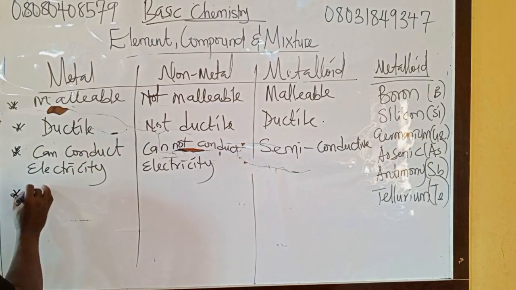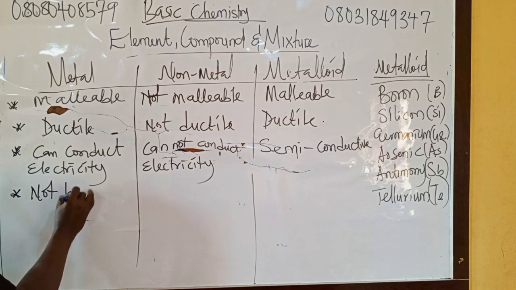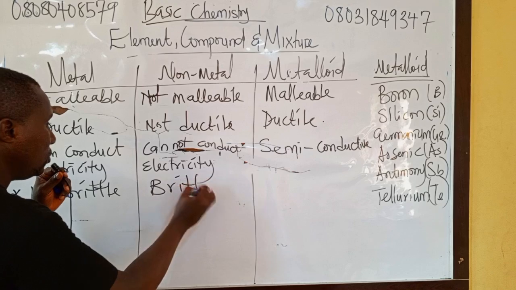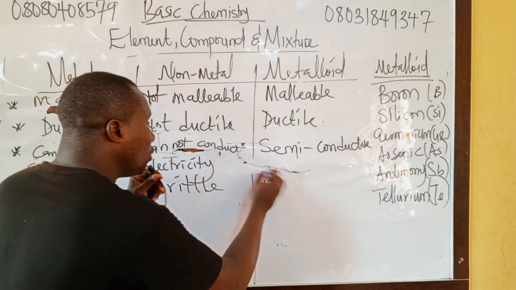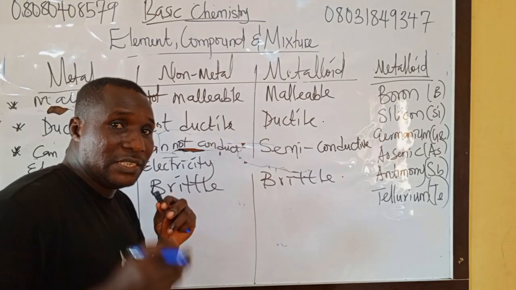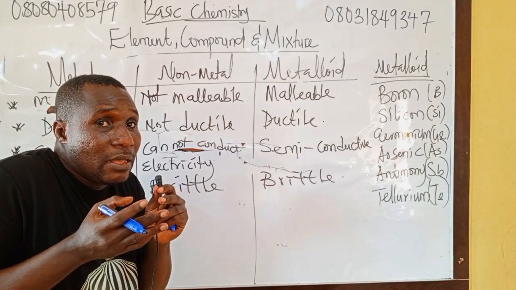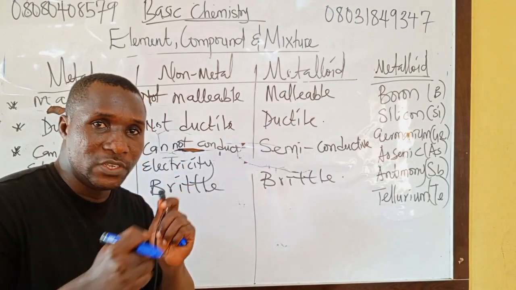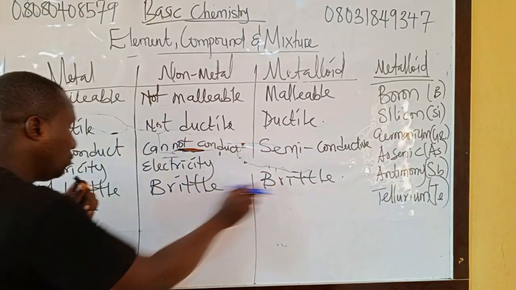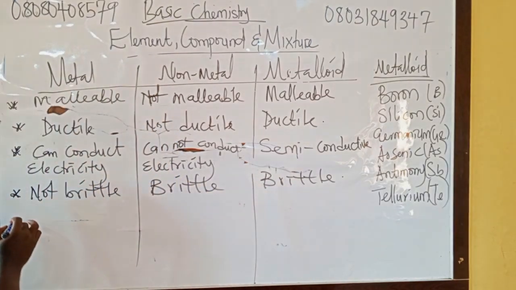Metals are not brittle. Non-metals are brittle. Metalloids are also brittle. Take note. That means they are hard but can be broken. Brittle, not brittle. Take note of that.